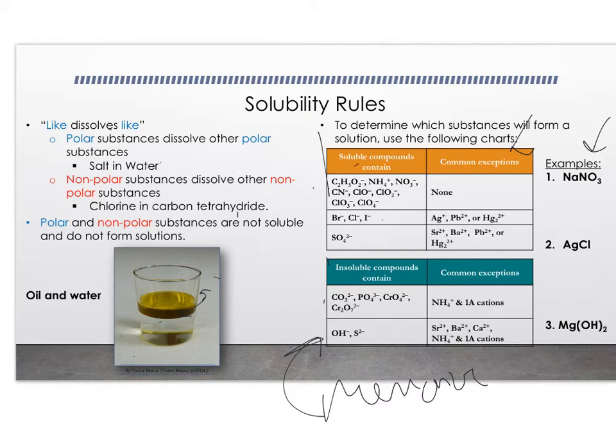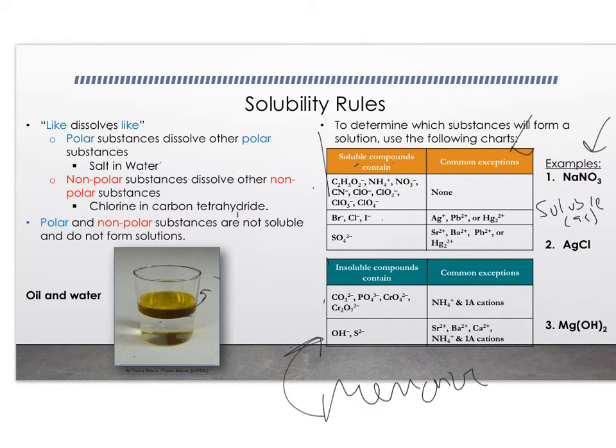So if the soluble compound is bonded with its exception, then it's going to become insoluble. So how do I read this chart? Well, look at NaNO3. I'll look for my nitrate. It's in the soluble section. There are no exceptions to that rule, so NaNO3 will be soluble. And if you try to dissolve it in water, it's going to form an aqueous solution. That's what the AQ stands for.